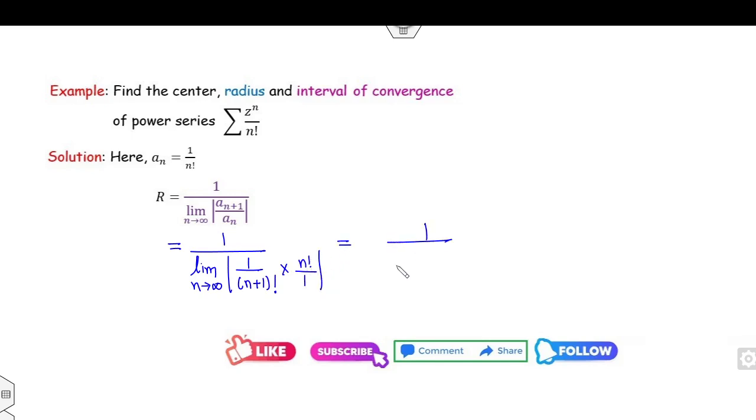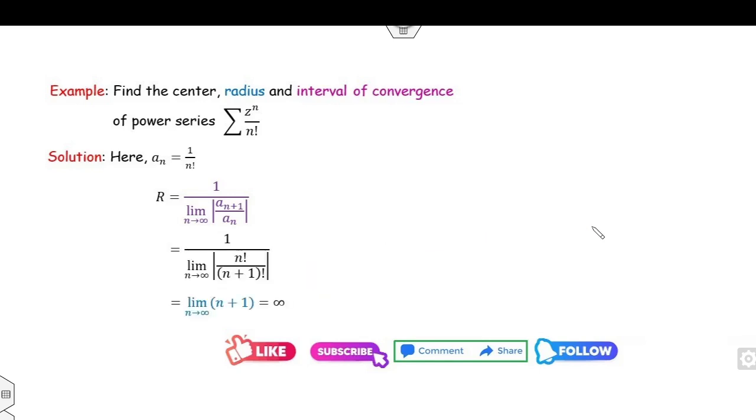So can you solve them? It is the limit as n approaches infinity, (n+1), n factorial will be cancelled out. It is 1 over n+1. If you take the limit, it is 1 over infinity, 0, and 1 over 0 is again infinity.